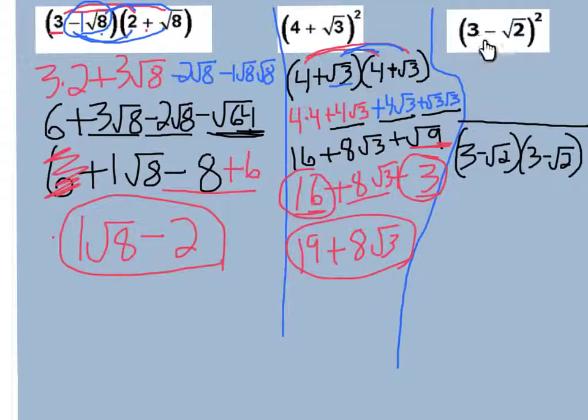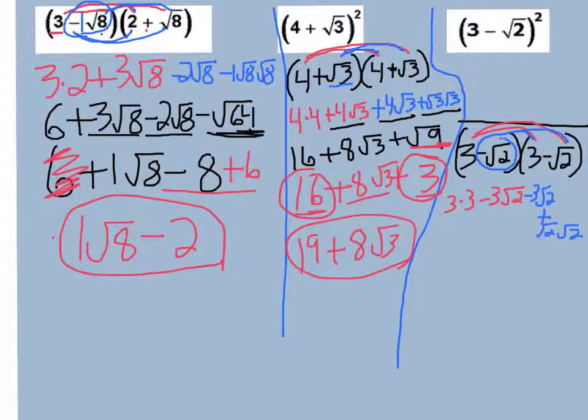So it's this parentheses squared. So what does that mean? It means write 2 of these parentheses. Now let's do the distributive property twice. We're going to multiply the 3 by the 3 and the 3 by the minus square root of 2. Next, I'm going to multiply the negative, be careful, the negative square root of 2 by this and by this.